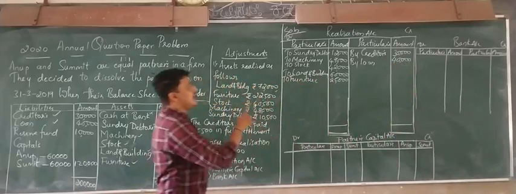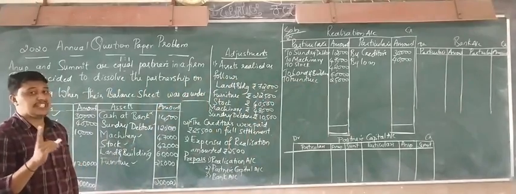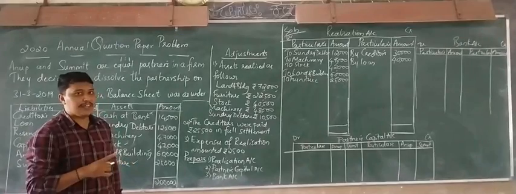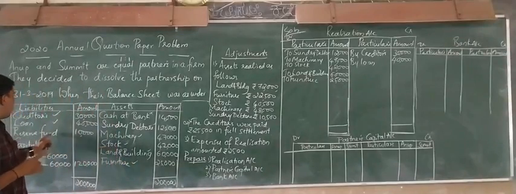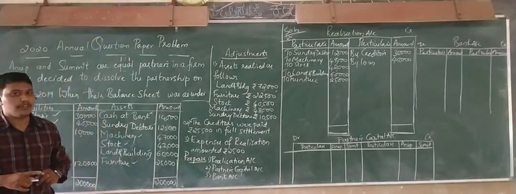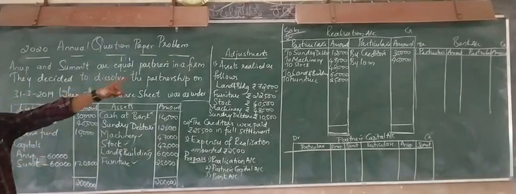First, we have recorded all the assets at book value, all assets except cash in hand and cash at bank. All liabilities, meaning all outside liabilities, except the reserve fund as well as capital, because those will be shared in the partners' capital account. So only these two are outside liabilities, and we have recorded that also.